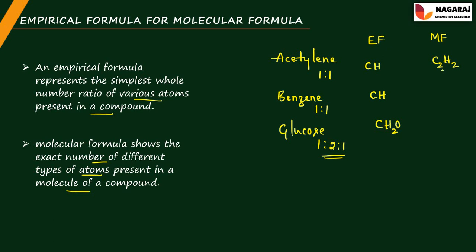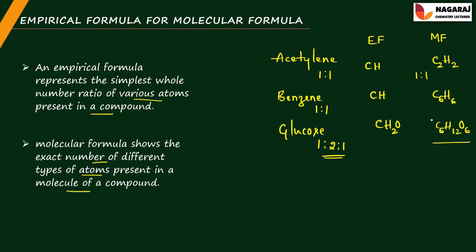So the molecular formula represents the exact number of different atoms present in a molecule. The ratio of carbon and hydrogen is 1:1, the same, but it gives the exact number of atoms. Right? In the case of benzene, the number of carbon atoms and hydrogen atoms is 6 each. That is, the molecular formula for benzene is C6H6. And in the case of glucose, the molecular formula is C6H12O6.